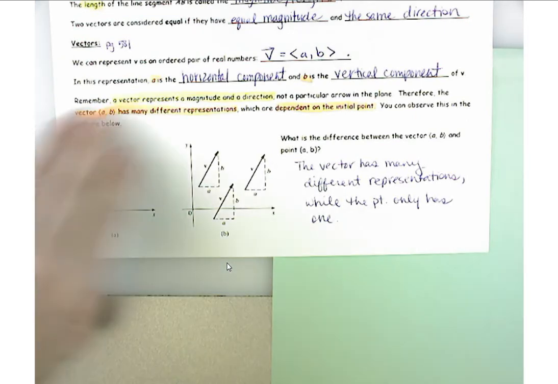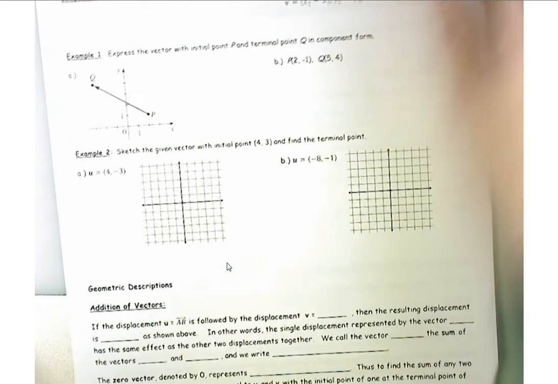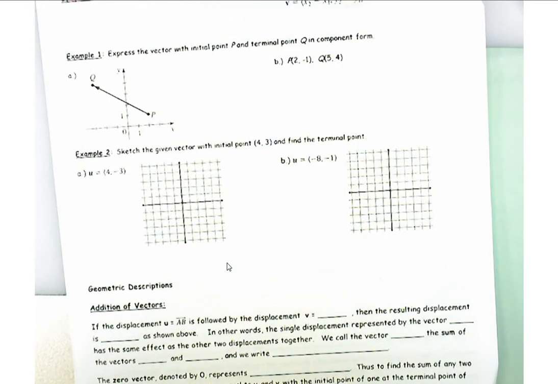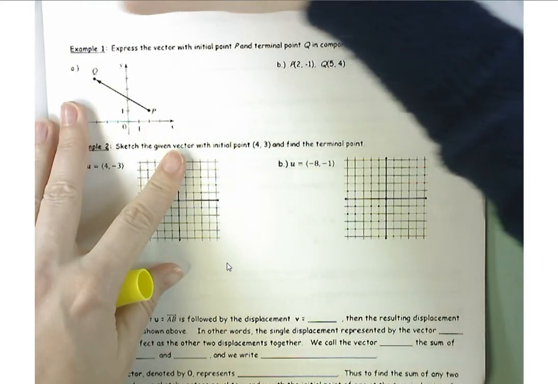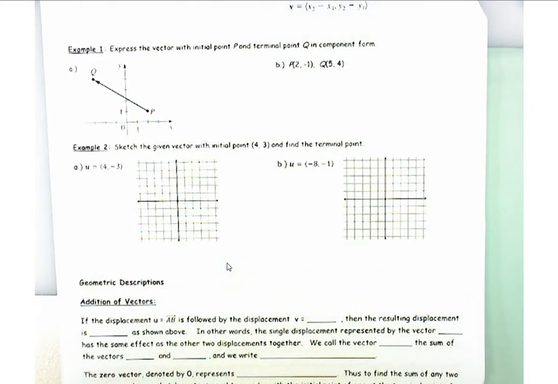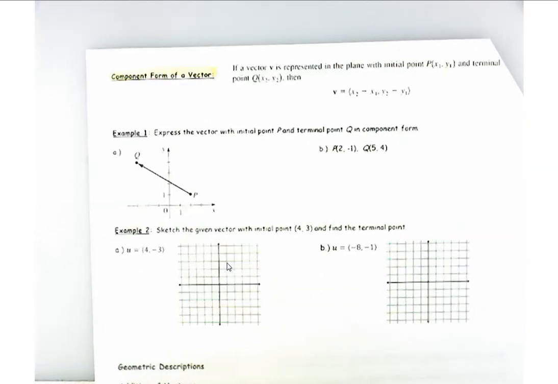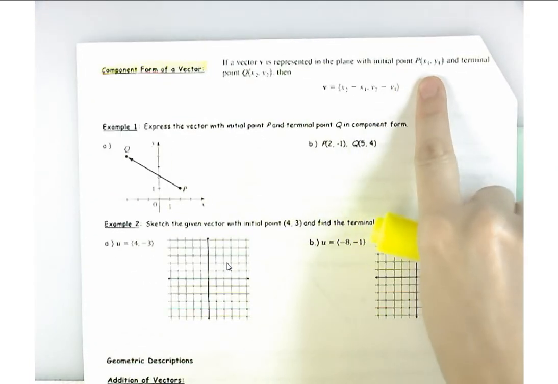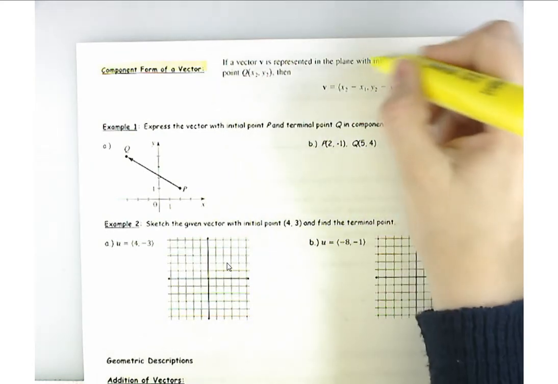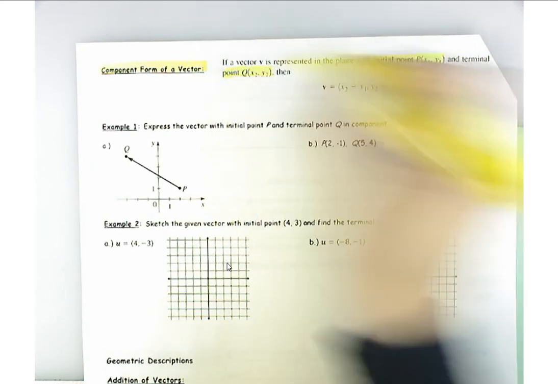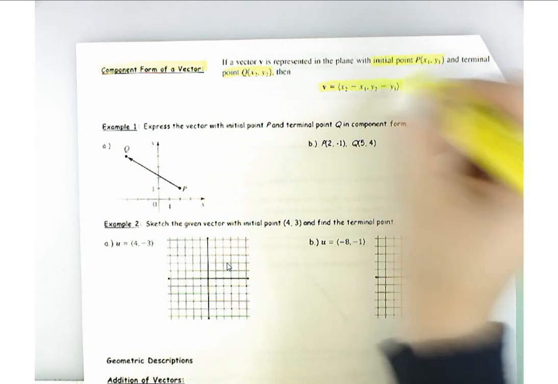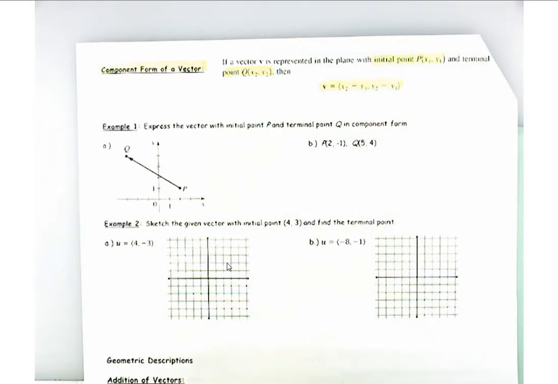All right, and then let's go to the next page. So the next page, the first thing we're going to talk about is component form of your vector. Your component form is going to be made from an initial point and a terminal point, and then you can go ahead and calculate what the vector is by subtracting.